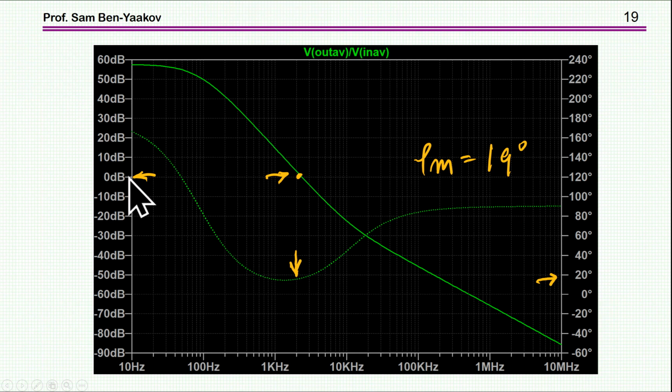I'm looking at 0 dB gain and the corresponding phase at this frequency, which is 2 kilohertz. This is the crossover frequency. And what I see here is that the phase margin is indeed very low. It's about 19 degrees. So this explains this oscillation that we get due to a load step.